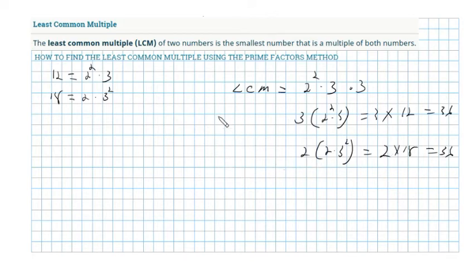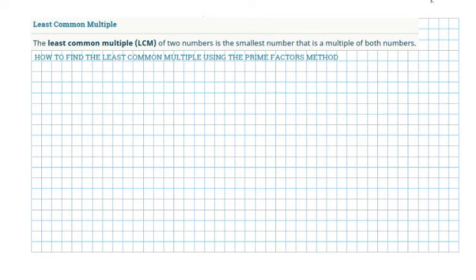So let's just summarize this. The LCM of those two numbers is going to be 2 squared times 3 squared, which is just 36. Let's do one more. Let's suppose we are now asked to find the LCM of 40 and 60.